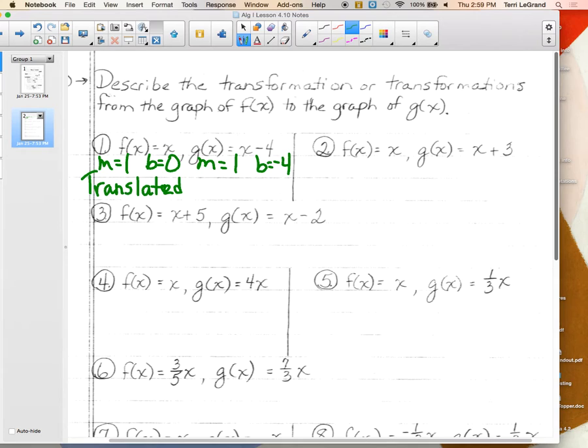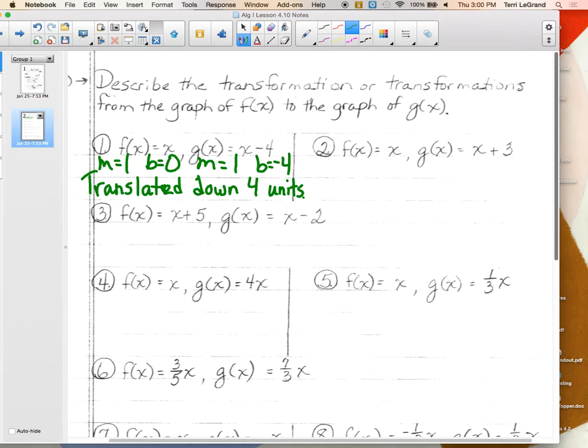Translated. You don't just say a translation happened. You have to say how far and in what direction. So it went down 4 units. You said translated down 4 units. Is only the y-intercept going to move down 4 units? Is every point going to move down 4 units? Every point has to move down 4 units with that y-intercept, yes, because the slope stays the same, but the y-intercept changes. Okay, how about, is there a reflection or a rotation that happened?